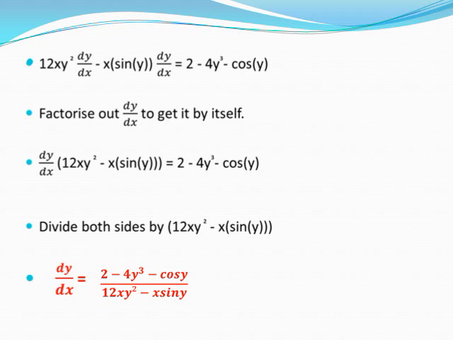And then we just divide both sides by 12xy squared minus x sin y, and finally we get dy/dx equals 2 minus 4y cubed minus cos of y, over 12xy squared minus x sin of y.